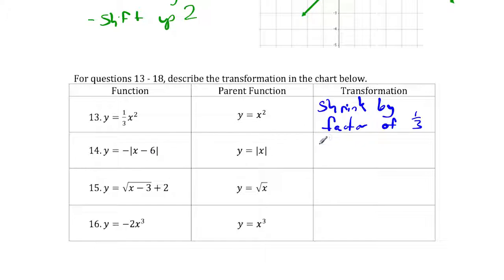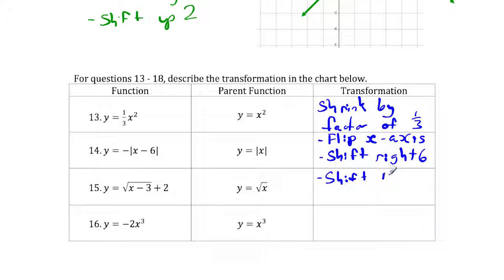Number 14, this is going to be a flip on the x-axis, because this is in front of the parent function, in front of the absolute value. And then we are going to shift to the right 6. Next one here, we are shifting to the right 3. And we are going to shift up 2.